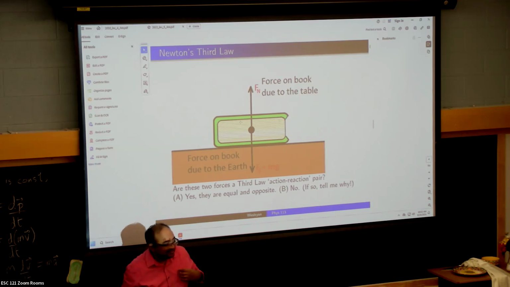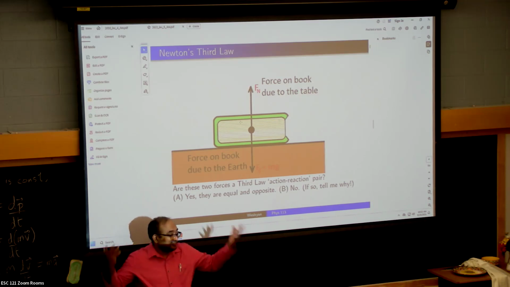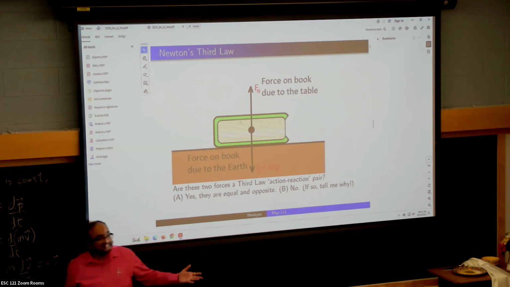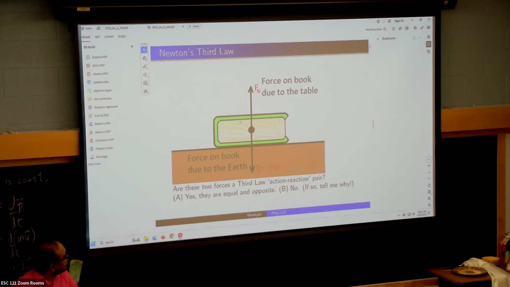The Earth's mass. Yeah, the Earth is too big. The Earth has like 10 to the 24 kilograms, something on that order. So the Earth is so massive that we don't notice its acceleration, right? The force might be the same, but the accelerations are very different. So we don't notice any acceleration of the Earth due to the book, but the acceleration of the book due to the Earth, yes, we can see that very easily.